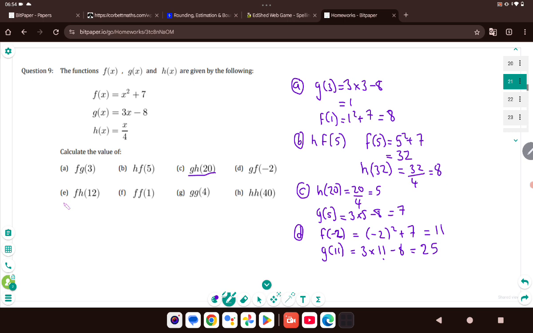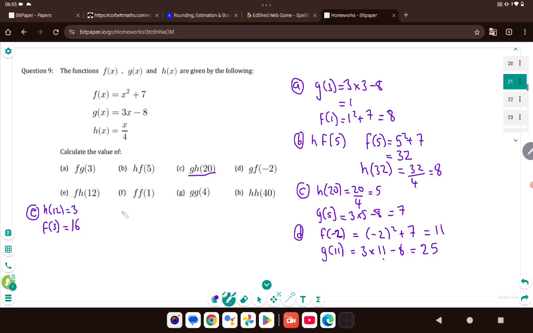E. h of 12 is 3, 12 divided by 4. f of 3. 3 squared plus 7 is 16.